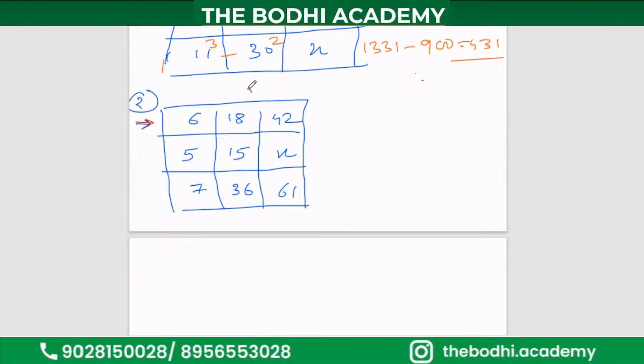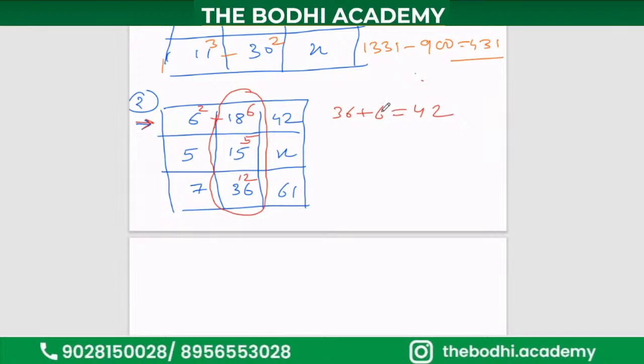Now, what is common in all these three? They are multiples of 3. So if I divide these numbers by 3, what do I get? I get 2, I get 6, I get 14. Now, what to do with 6, so that I get 42? If I do the square of 6 plus 6, I get 36 plus 6, which is 42. Now, this is one logic. This logic may be correct, this logic may be wrong.